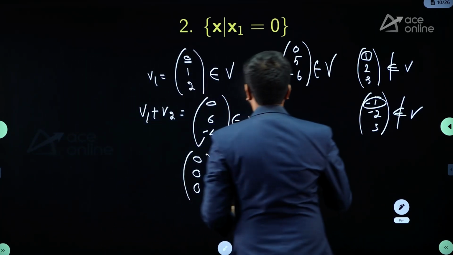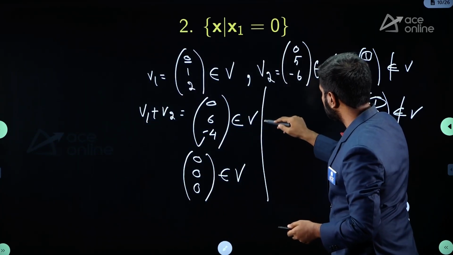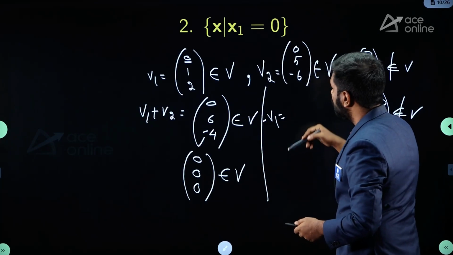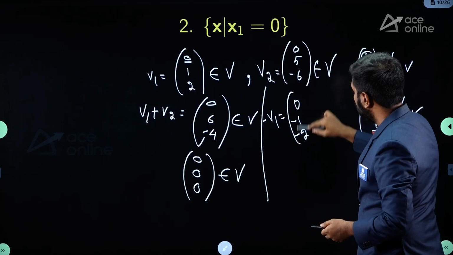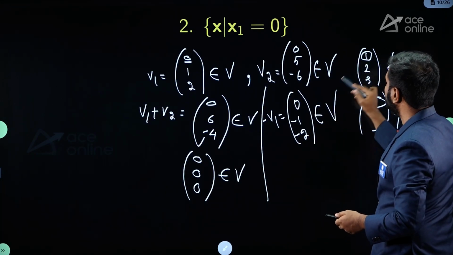What about minus V1? Let me check. What is minus V1 in the present question? It is minus 0, which is 0, and then minus 1, minus 2. Is this part of V? Yes.